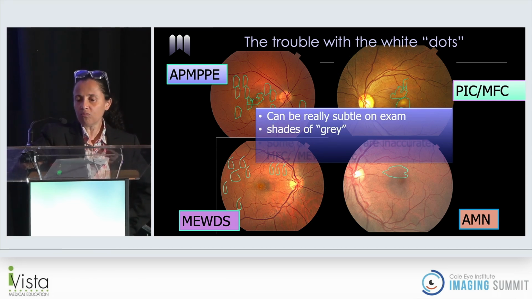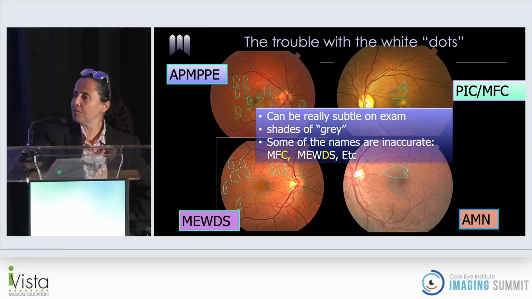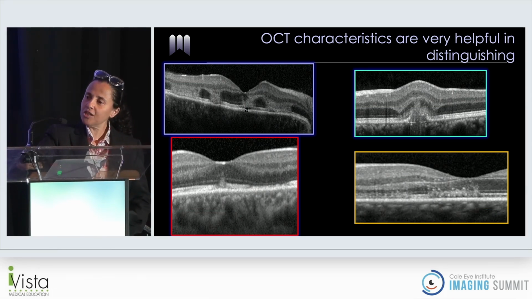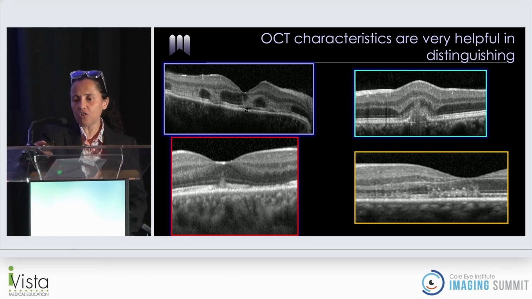And if you think about the names, some of the names are very confusing because multifocal choroiditis barely has any choroiditis, and MEWDS has more spots than dots. So these names actually confuse us more than help us. But I think if you just had one machine to use, one image to order on these patients, I would choose an OCT because it's less ambiguous.